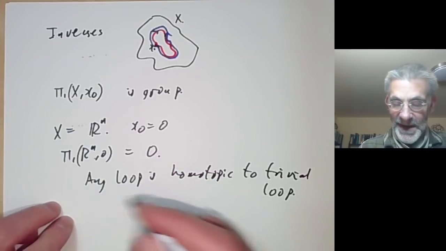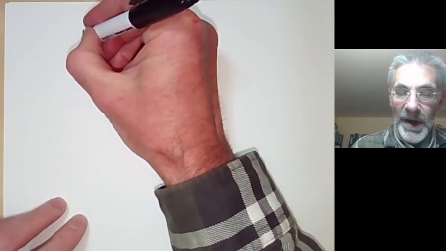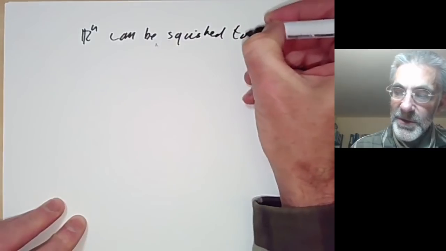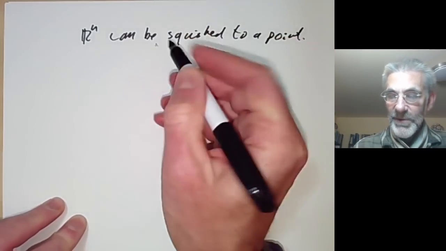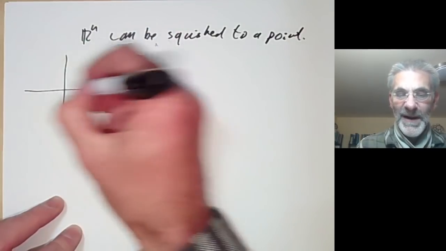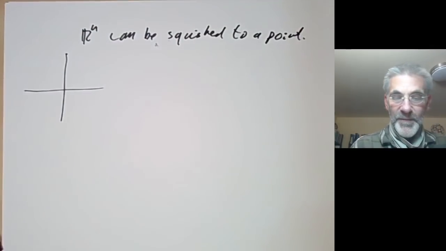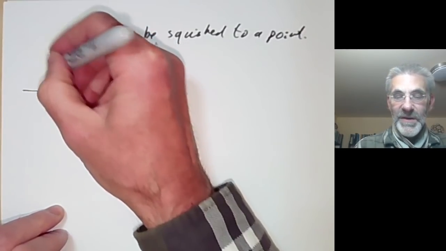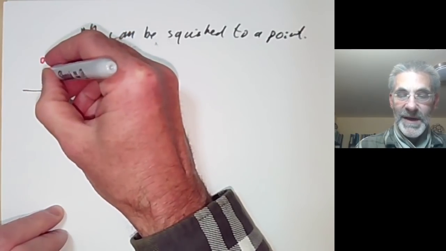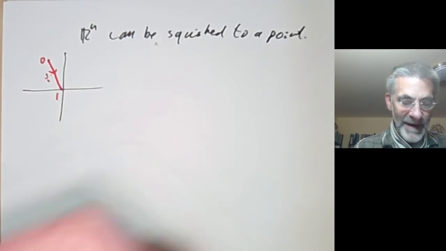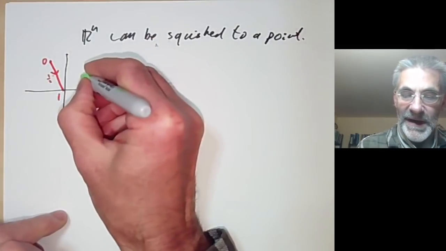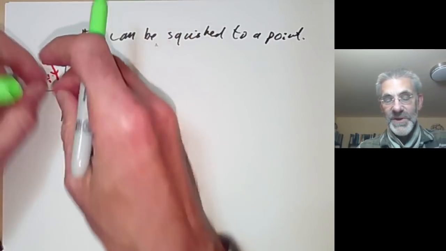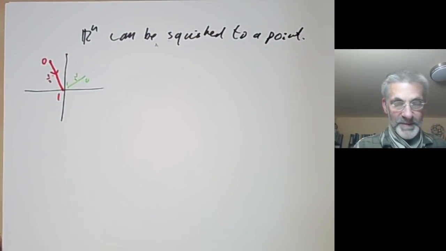And the reason for this is that R^n can be squished to a point. So what do I mean by this? Well, informally, it means if you take R^n, say we take R^2, then you can take any point and you can gradually move it to the origin. So this is at time 0, and at time 1/2 you get there, and at time 1 you get there. And similarly, if you take any other point here, at time 0 you might be there, and at time 1/2 there, and at time 1 there. So you can sort of squish it all down to the origin.